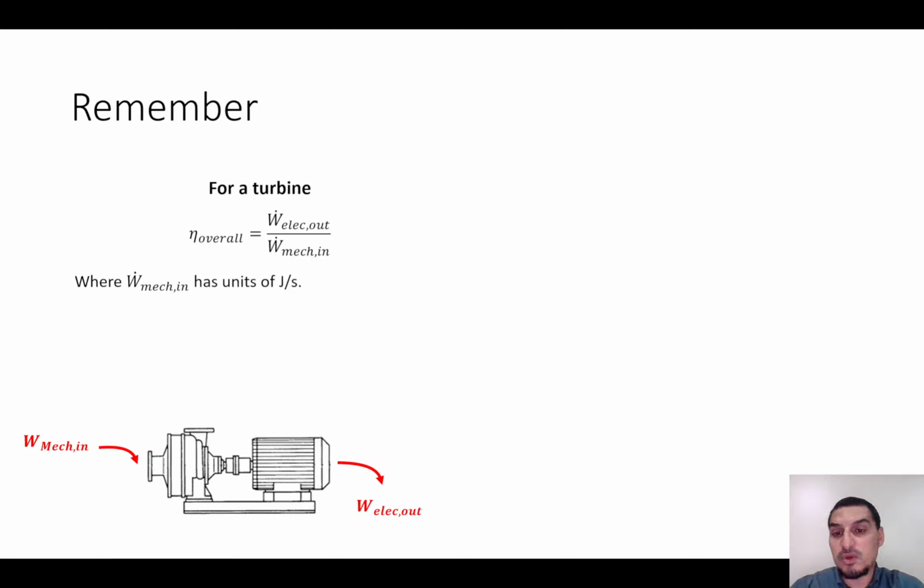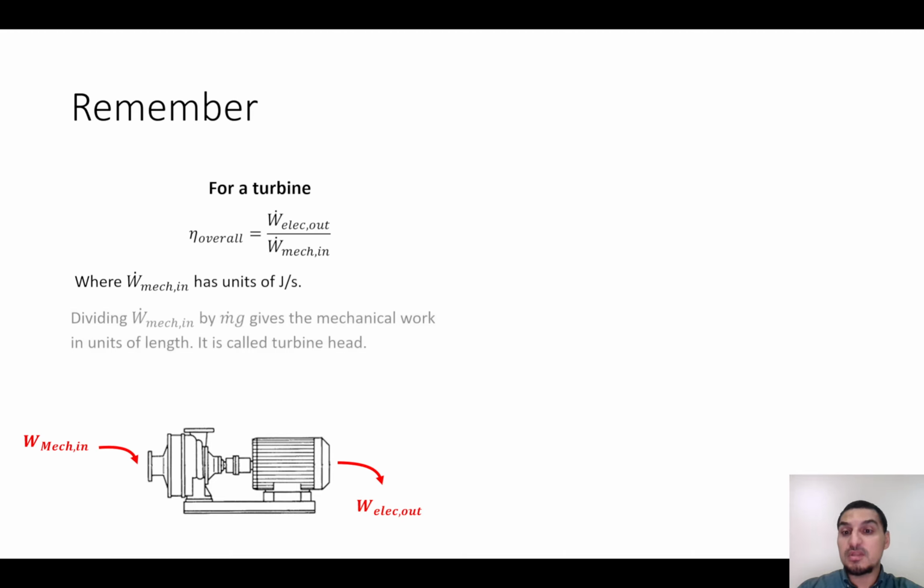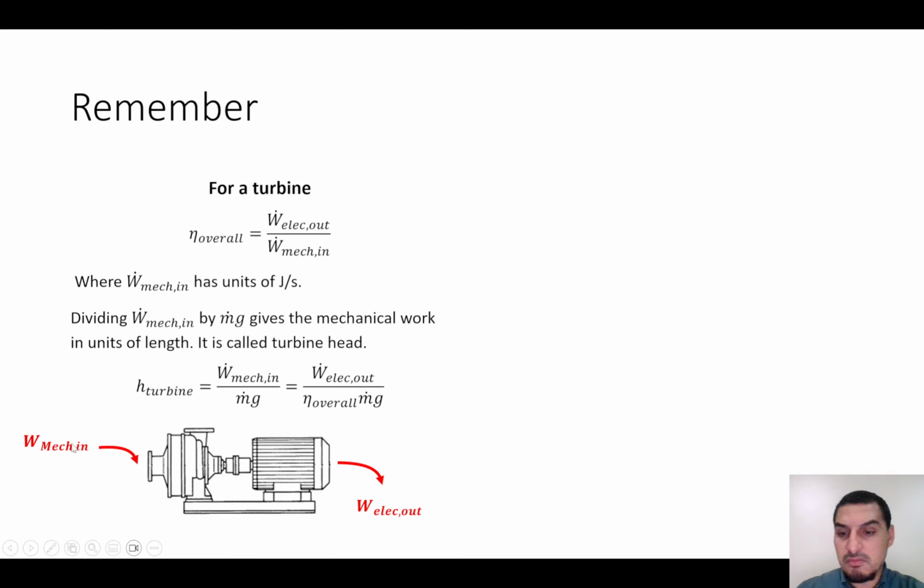This is power. And as we did for all terms in the Bernoulli equation, we can convert or represent this in terms of head by dividing by mg. And this is what we call the turbine head. So this H turbine is the mechanical work in. This is the work in the turbine, which is lost or extracted from the fluid. So this is the same thing. The mechanical work in is the work into the turbine, or extracted from the fluid, over mg, and the mechanical work in is the electric work out over the overall efficiency, over mg.